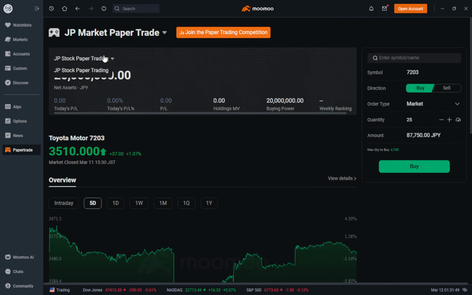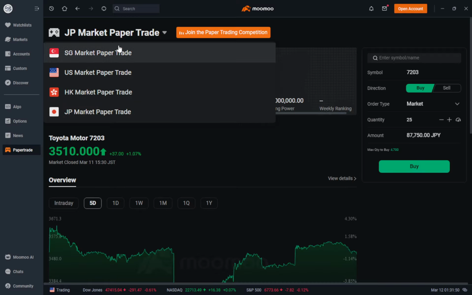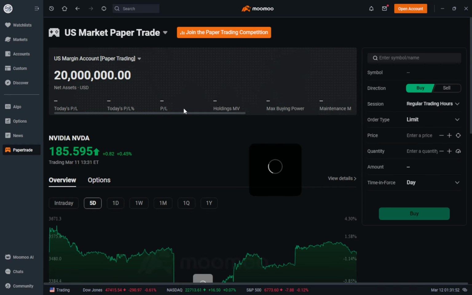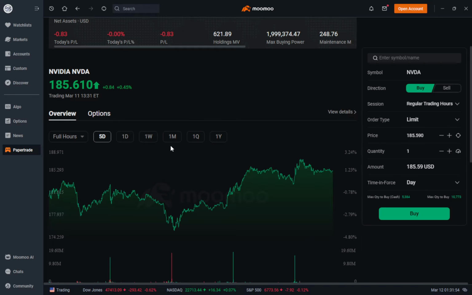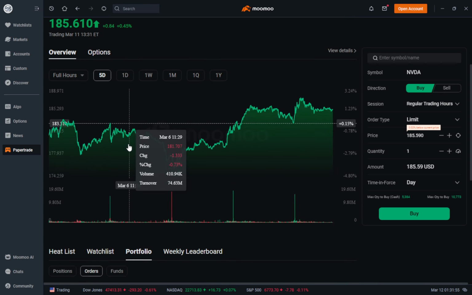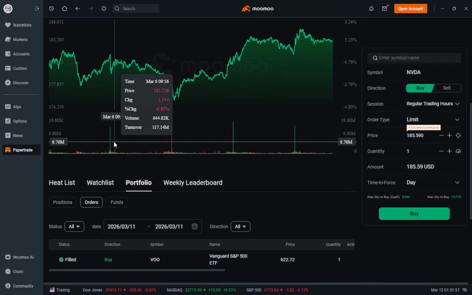Next, choose the market you want to practice in, such as US stocks. Selecting the right market ensures the quotes and order types match the products you want to learn. Once you've picked your market, you're ready to start placing simulated orders just like you would in a real account.